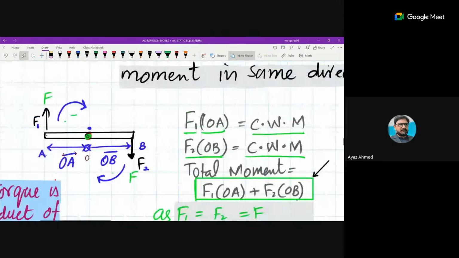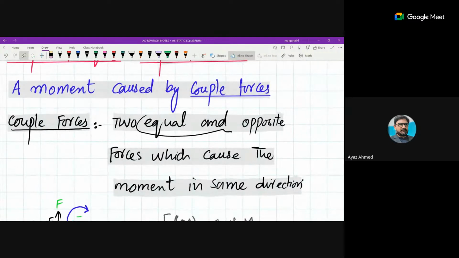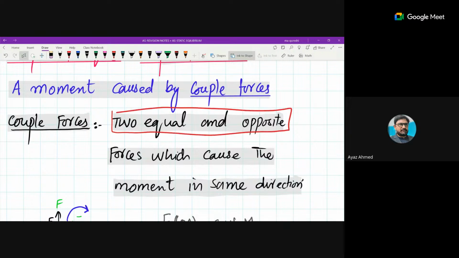This is very, very important. Two equal and opposite forces. Just mind it. Please recall this statement: when two equal and opposite forces act on a body, the forces must be equal. If the forces are not equal, they will not be able to produce a moment. Is it clear to you?